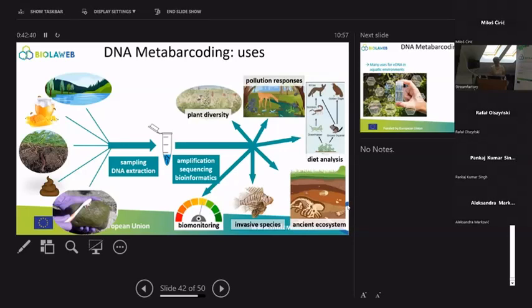After amplification and sequencing, you obtain a taxonomic list, and you can assess plant diversity, for example, with soil samples, where you will have the roots of the plants that are living in this environment, and you can assess plant diversity, for example, from that. You can also assess pollution responses.